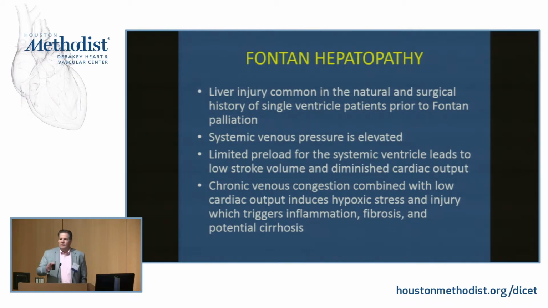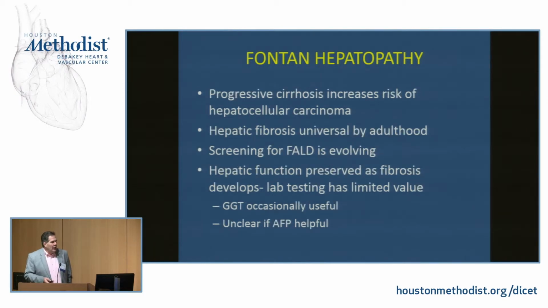In the Fontan circuit, the systemic venous pressure is elevated. There is a limited preload for the systemic ventricle. This gives low stroke volume and decreased cardiac output. There's chronic venous congestion, which combined with low cardiac output induces hypoxic stress and injury, which then triggers inflammation, fibrosis, and potentially cirrhosis in the liver. The progressive cirrhosis leads to an increased risk of hepatocellular carcinoma.